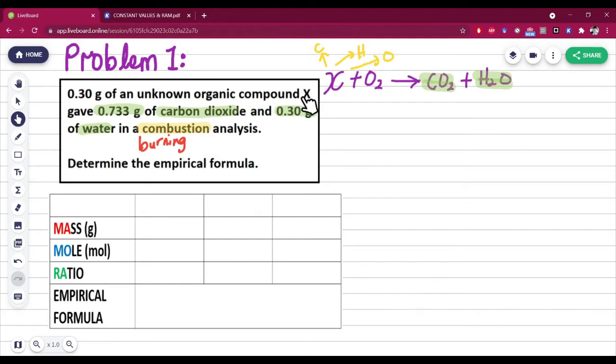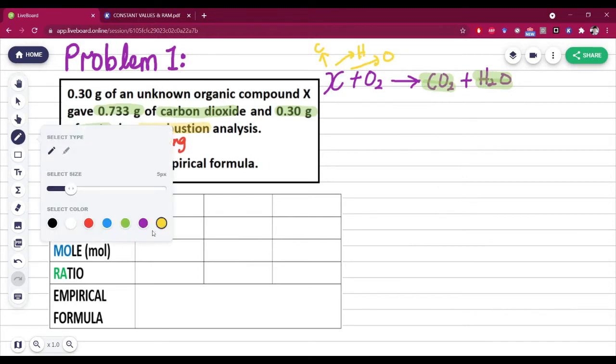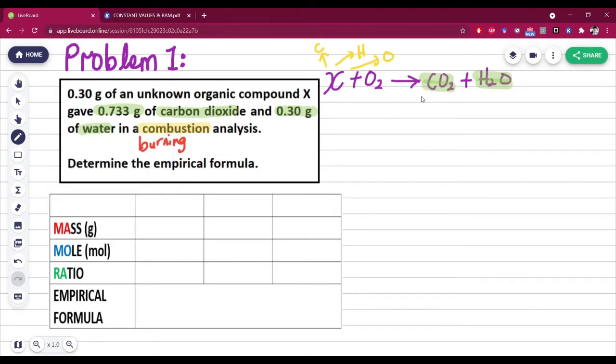Again, I repeat, how do I know X has carbon, hydrogen, and oxygen? From what the question gives to me. It has carbon dioxide and it has water. The other thing the question tells you is the mass of carbon dioxide, 0.733 grams, and for the water, 0.30 grams.